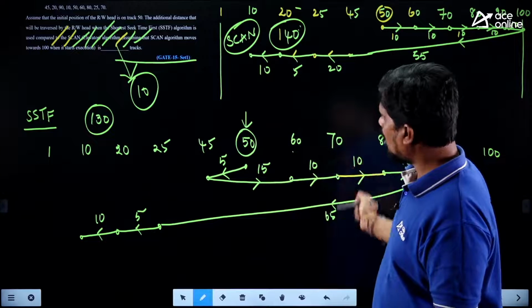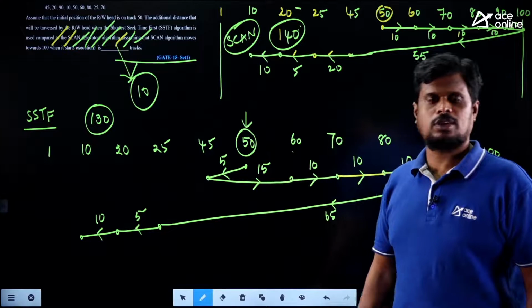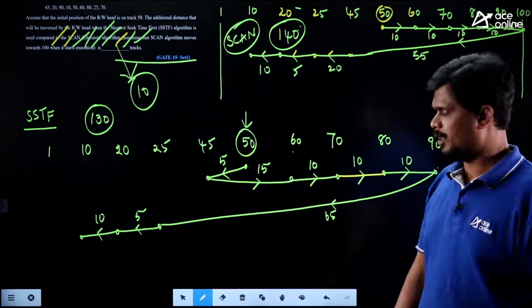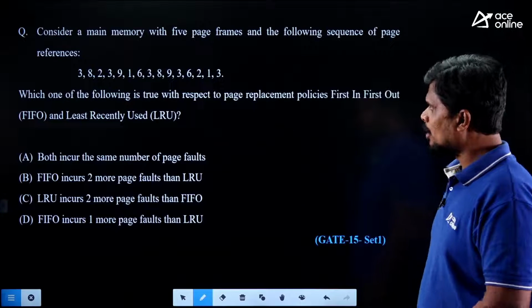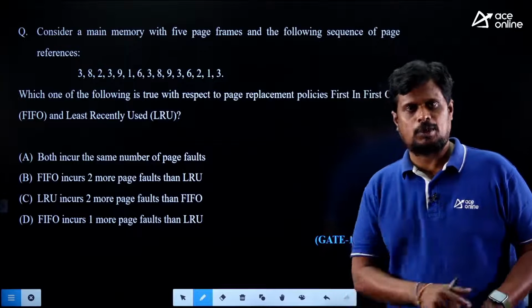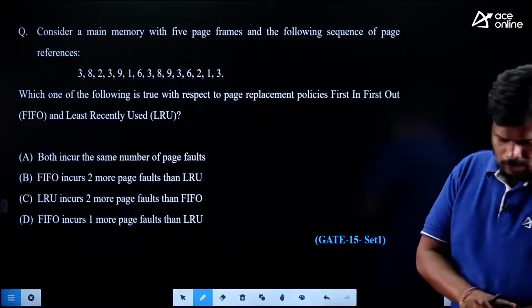Okay, so this is the way you can handle this disk scheduling algorithm based question. Right. Let's move to the next question. So this is another question we have from page replacement algorithms. So what is the question here?